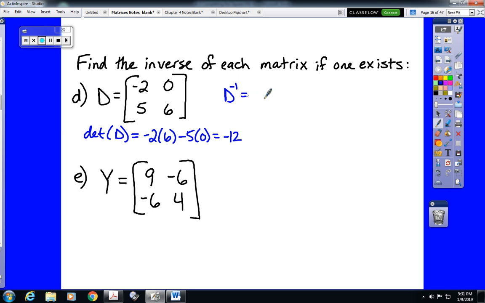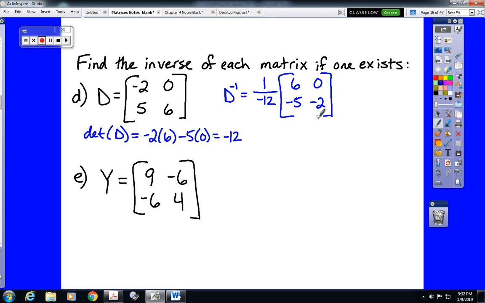So we say, okay, that's 1 over the determinant of D, which is -12. We're going to take the -2 and the 6, and we're going to switch their locations. We're going to take the 0 and the 5, and we're going to change their signs. Now 0 doesn't have a sign, so changing its sign doesn't affect it. It's still 0. 0 is not positive or negative, so you can't switch its sign. So you just leave it alone.